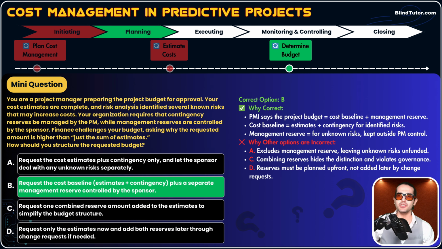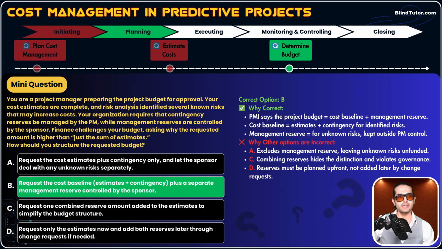Let's read the description, guys. It says PMI says the project budget equals cost baseline plus management reserve. Cost baseline itself equals estimates plus contingency for identified risks. Management reserve is for unknown risks and kept outside PM control. So to use management reserve, you need to go through formal channels.